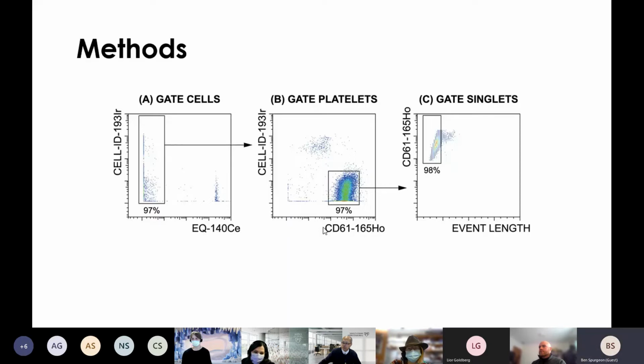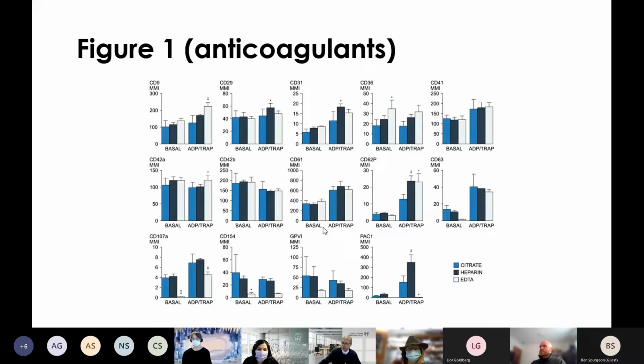And then we export these gated singlet files for further analysis. So now we'll get into the experimental data that's shown in the paper. And the first figure shows the effect of anticoagulant choice on the expression of our 14 platelet markers.